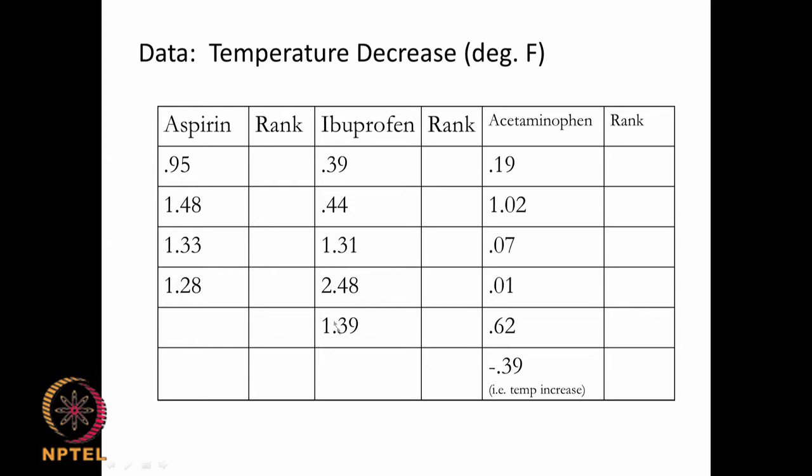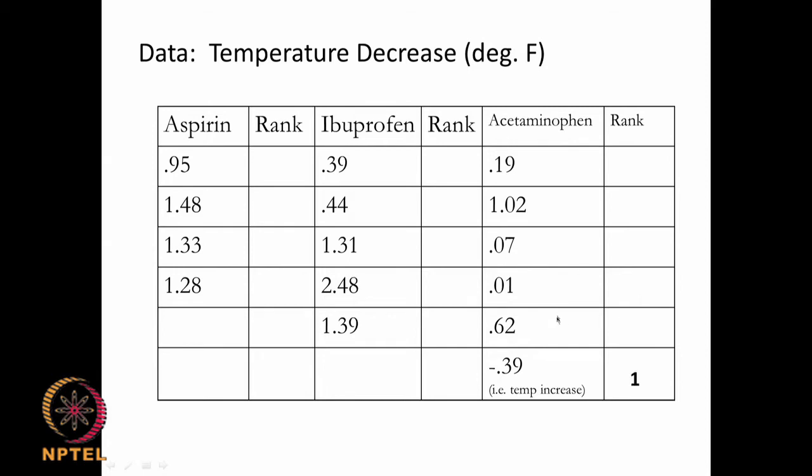For ibuprofen, there are 5 candidates who had a temperature decrease. For acetaminophen, we had 6 candidates, 5 of them had a temperature decrease, and in 1 case the temperature increased. Now, we add up all these and then rank them. We start with the smallest as rank 1 and go upwards.